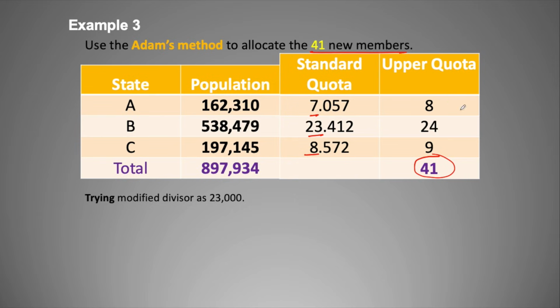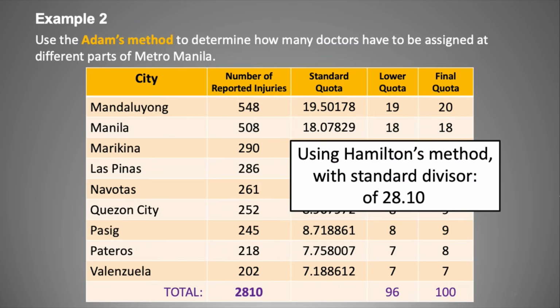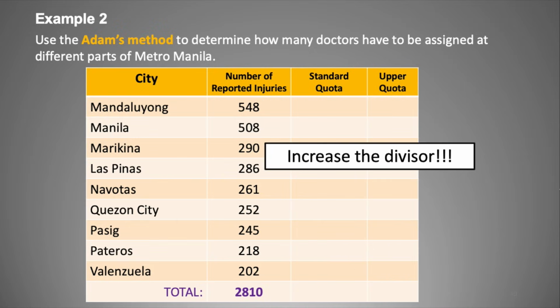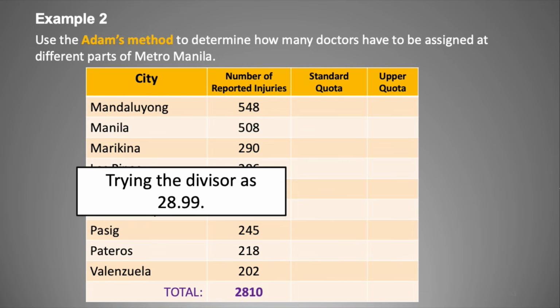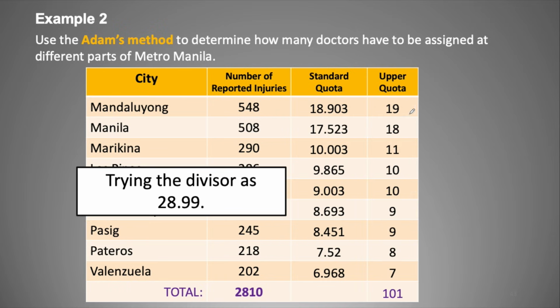which completes the new members of the House of Representatives. Now, applying the Adams method in the same example wherein we're going to assign the different doctors to different parts of Metro Manila, and using Hamilton's method, we came up with 28.10 as the standard divisor. And using the Adams method, we just simply have to increase the standard divisor. And by trial and error, I came up with the divisor, which is 28.99, in which when we divide the number of reported injuries by 28.99, we're going to have the standard quota with these values. And rounding them up, we're going to have 19, 18, 11, 10, 10, 9, 9, 8, and 7.